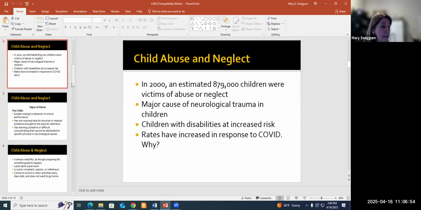In 2000, it was estimated that 879,000 children were victims of abuse or neglect. It is the major cause of neurological trauma in children. Normal kids end up with major neurological disturbances because of child abuse. Kids who have disabilities are at increased risk. And I want you to think a second for why. Why do you believe that is so?